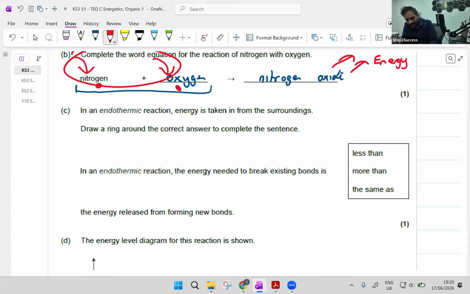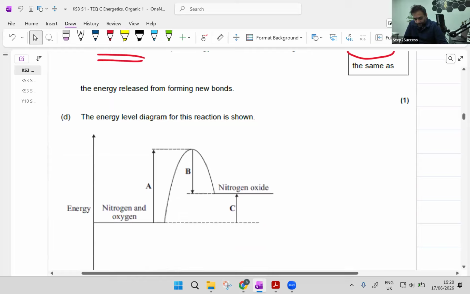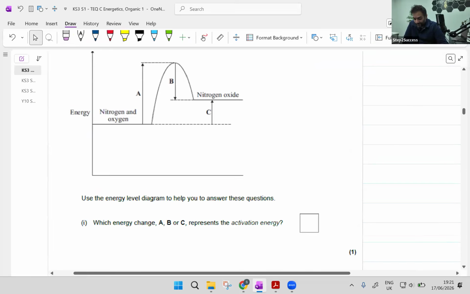Now, if what we're taking in is bigger than what goes out, we call it an endothermic reaction. So in an endothermic reaction, the energy needed to break existing bonds is more than the energy released. That makes it endothermic. What's taken in is more than what goes out. Quite complicated questions these for you guys.